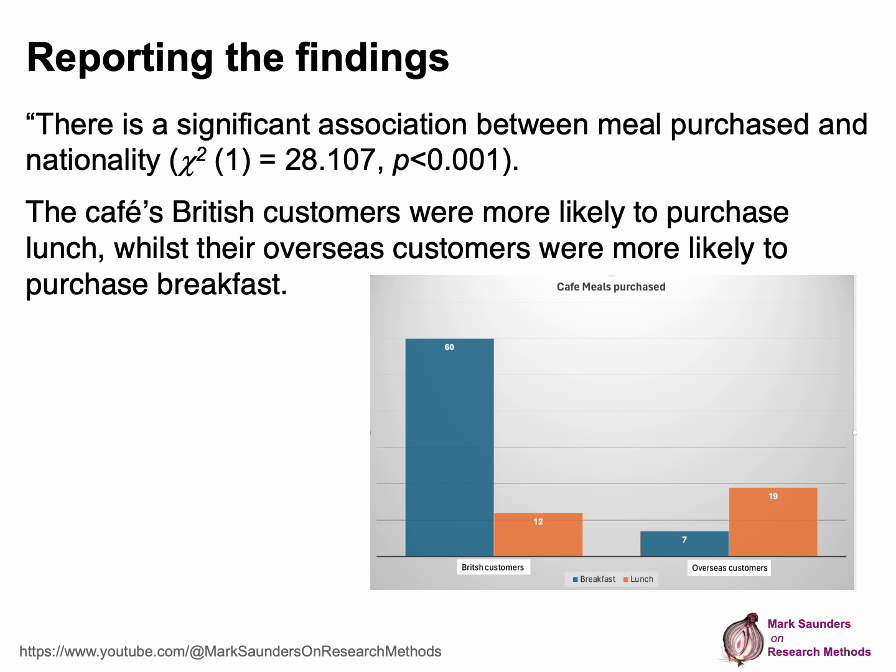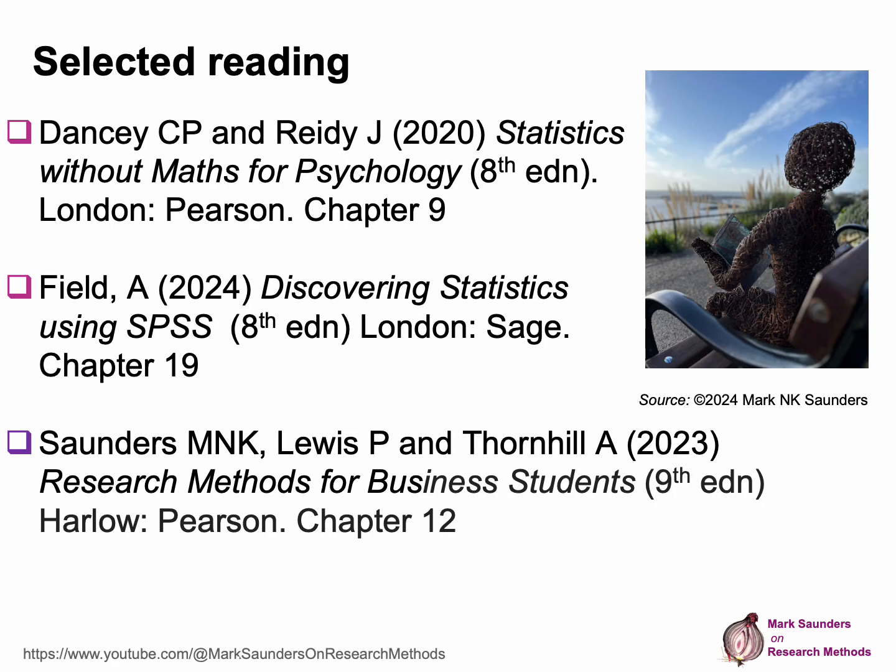But let's now look at selected further reading. Daniel Dancey and Reidy's book, Statistics Without Maths for Psychology, talks about the chi-square test in chapter 9, and this book looks at the chi-square test in relation to using SPSS. Andy Field's book, Discovering Statistics Using SPSS, also talks about the chi-square test in chapter 19. And finally, my own book with Phil and Adrian, Research Methods for Business Students, considers the chi-square test in chapter 12.